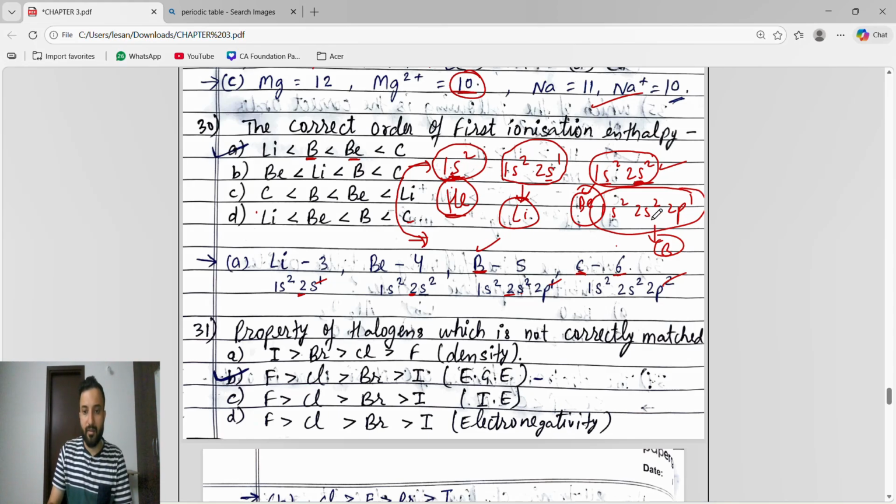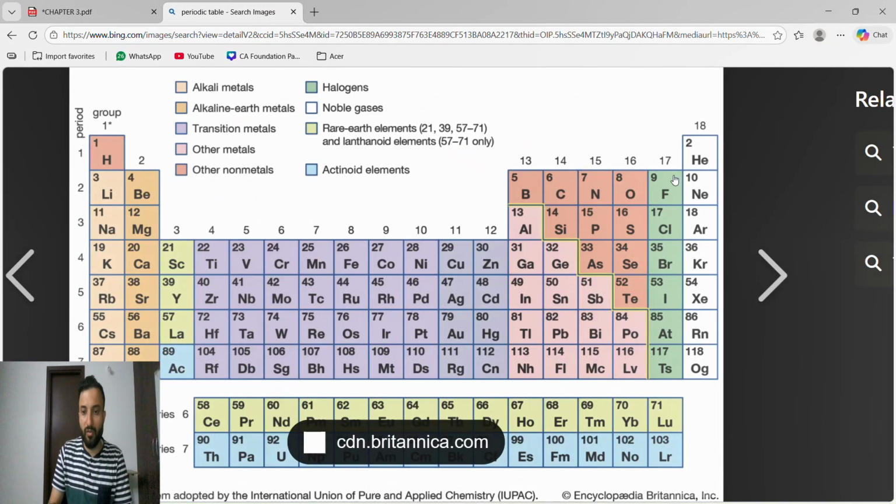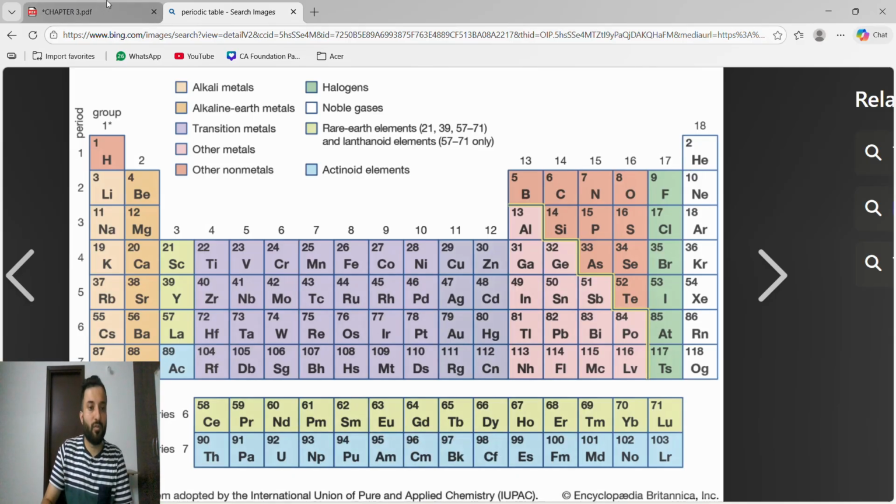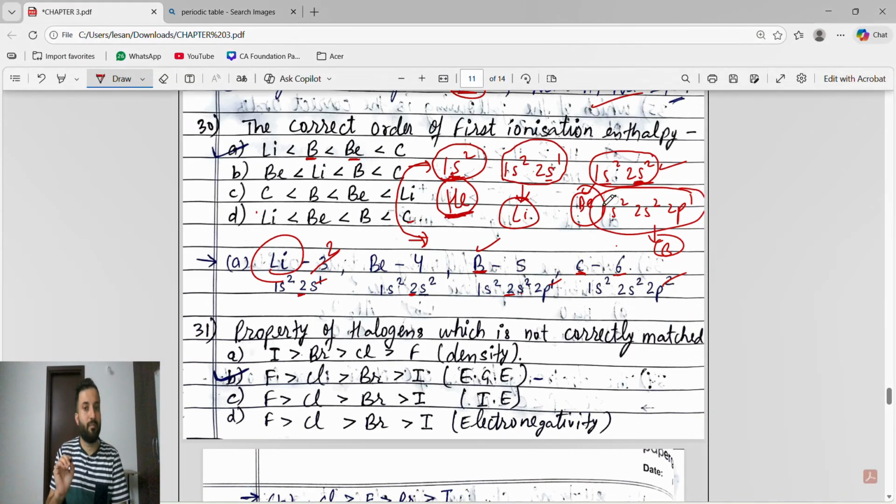Again we will write it in this form, and then you will see that lithium loses one electron and it becomes atomic number 2. Atomic number 2 means lithium becomes helium. So where is atomic number 2? Here, helium. Means at the end of the period, it has the highest ionization enthalpy. So like that you have to rearrange it.